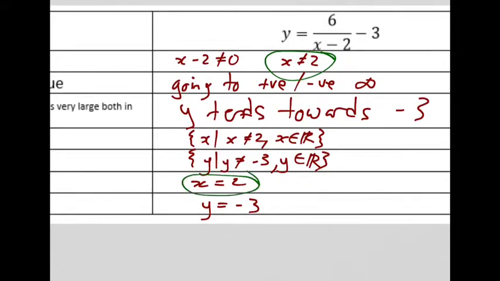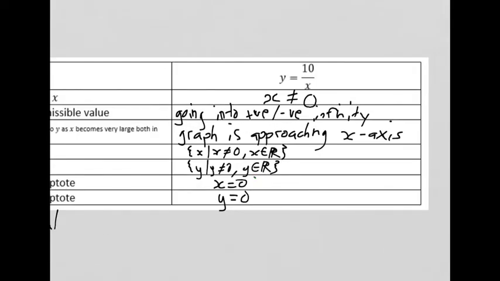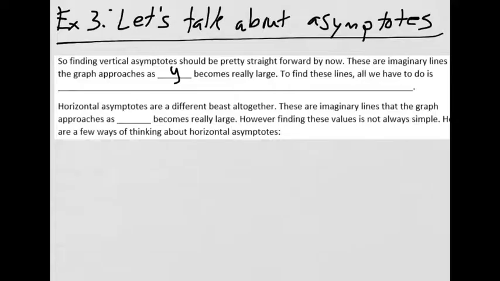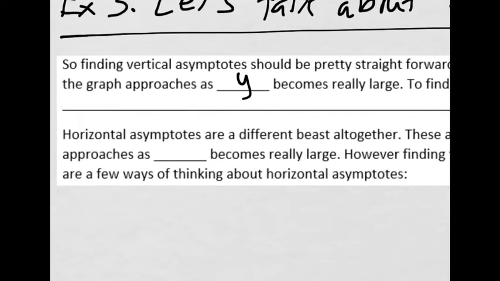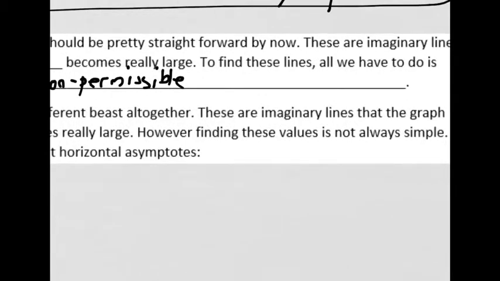Right? Same thing happened in the last example. The non-permissible value and the vertical asymptote are the same. Okay? So that's how you find vertical asymptotes. They are the non-permissible values of x. So those are pretty simple, and you've done lots of that by now.